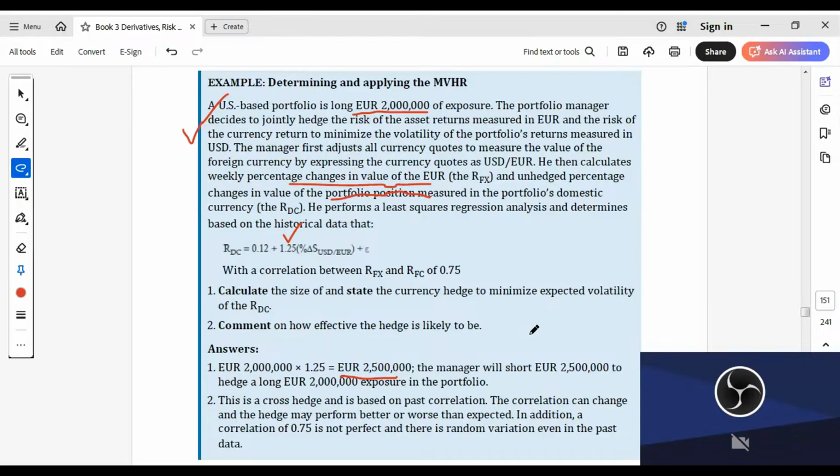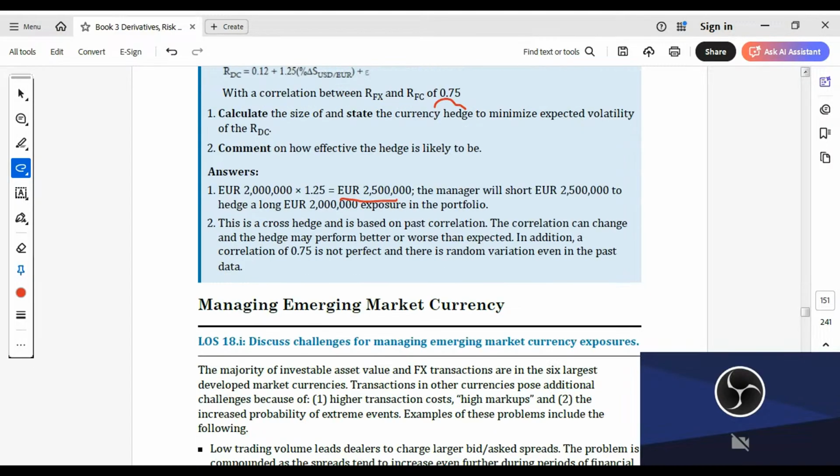And how effective the hedge is, so this is based on historical data, and correlation is 0.75. So you can also say that R square is around 0.56. That will be the hedging effectiveness, around 56%.